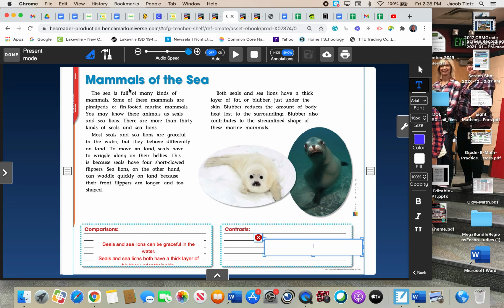The first one talks about how there are just 30 different kinds of species of sea lions and seals. Now, it said most seals and sea lions are graceful in the water, so we know that's a comparison, but they behave differently on land. So now the next sentence, because of the word but, shows a contrast. It says to move on land, seals have to wriggle on their bellies, and sea lions, on the other hand, can waddle quickly. So let's put that as one of our contrasts.